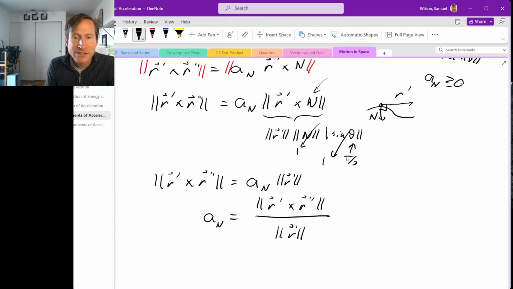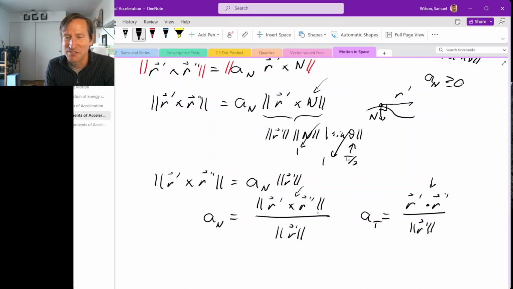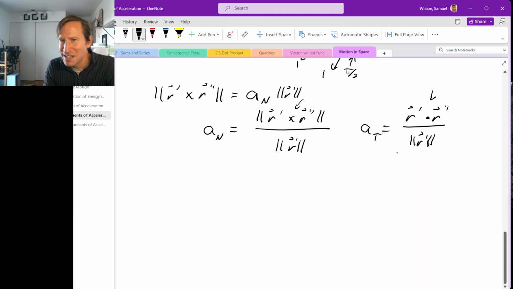Okay, so notice this has a really pleasing symmetry with what we got for the tangential component of acceleration, which was r prime dot r double prime over the magnitude of r prime. So the difference between the tangential and normal component is whether you're using a dot product or a cross product. That's kind of nice. Also notice something else. This formula for the tangential acceleration is just the scalar component onto r prime of r double prime.